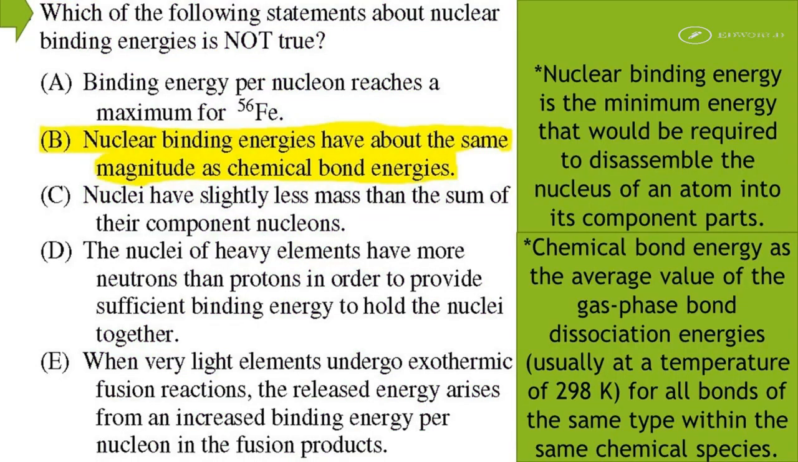Nuclear binding energy is the minimum energy that would be required to disassemble the nucleus of an atom into its component parts. Chemical bond energy is the average value of the gas phase bond dissociation energies, usually at a temperature of 298 K, for all bonds of the same type within the same chemical species.